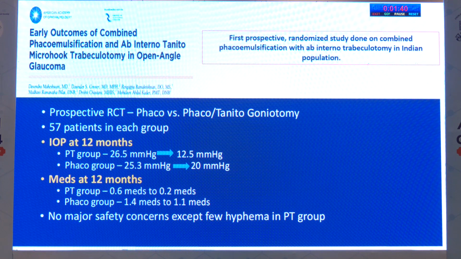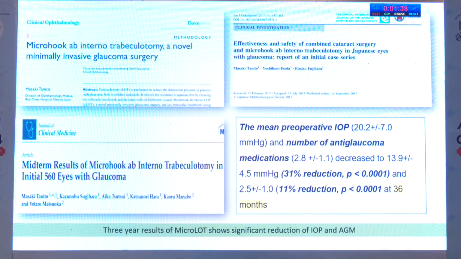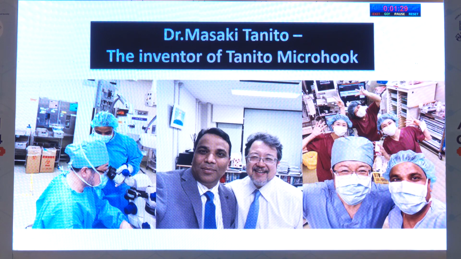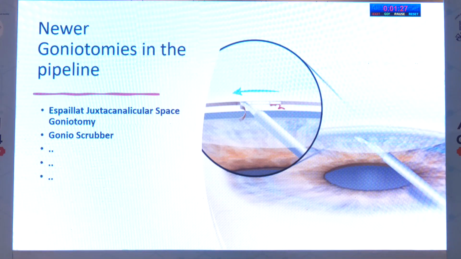And there is no major complication except for some hyphema. The various studies have shown the efficacy of the Tanito microhook. Why do we choose Tanito? Because it is very easy to perform, economic, efficacious, and has a good safety profile. I had the chance to meet the inventor of the Tanito microhook.